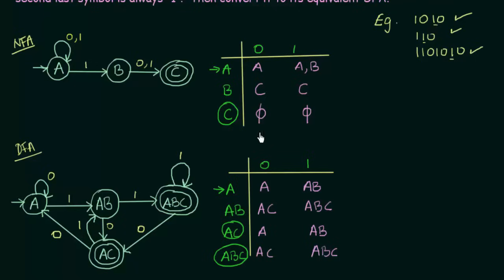So all strings that have 1 as the second last symbol are accepted by this NFA and DFA. If you were to design the DFA directly without the NFA, you would have to think so much and do a lot of designing. But if you design the NFA first, because designing an NFA is very simple, it is very easy to convert it to the DFA. So this is how you can design the NFA and convert it to the DFA.